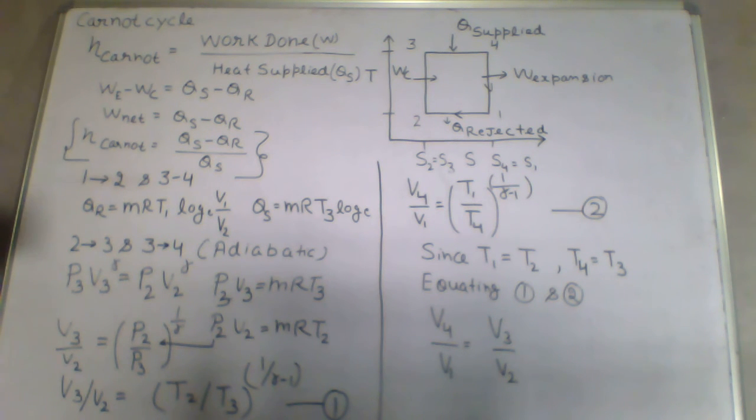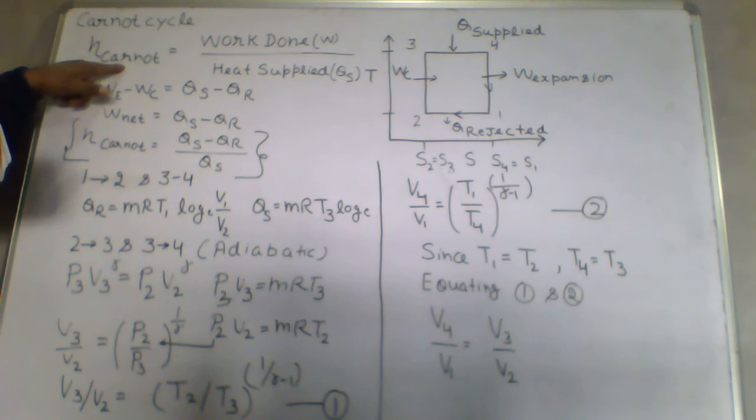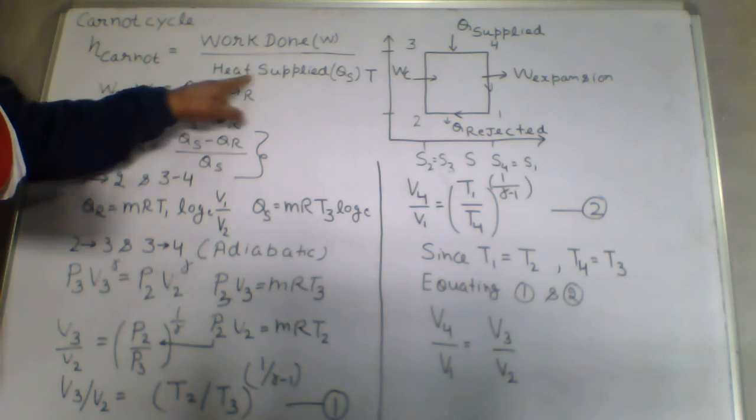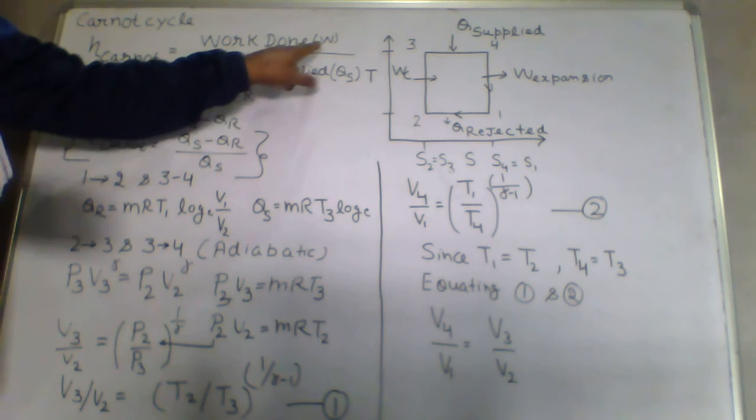Now we'll discuss the thermodynamical efficiency of the cycle, Carnot efficiency. It is work done divided by heat supplied. So work done is the net work done, the net work output of the cycle.